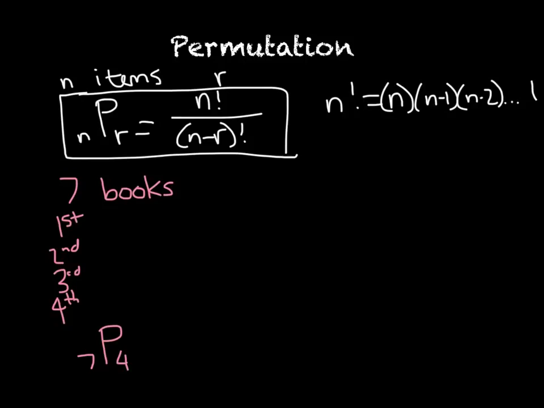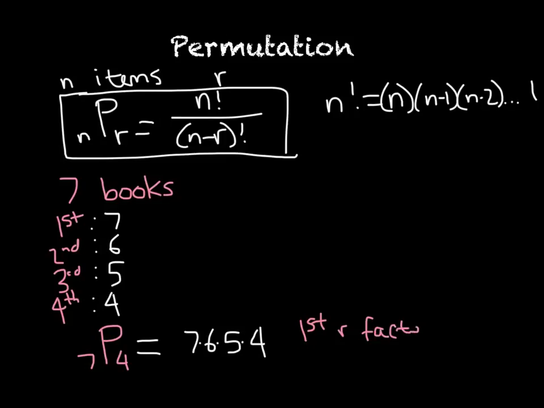Remember that for our first book, she had 7 different choices. For the second, she had 6, the third, 5, and for the 4th, she had 4 choices. So we know that permutation 7 choose 4 is equal to 7 times 6 times 5 times 4. And basically what we're doing here is writing out the first r factors of n factorial, which turns out to be the same thing as n factorial over n minus r factorial.